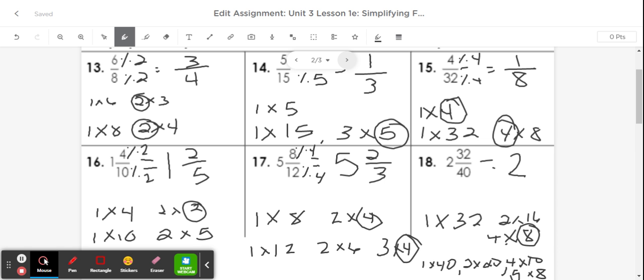Hey, look, 8 and 8 is my biggest. So 32 divided by 8 equals 4. 40 divided by 8 equals 5. Great job.